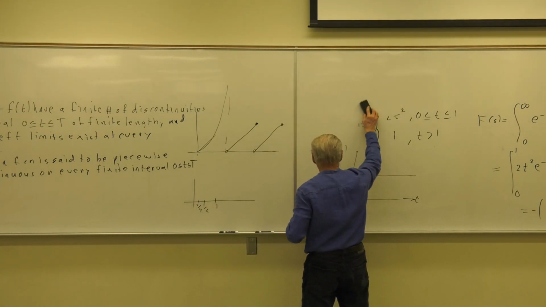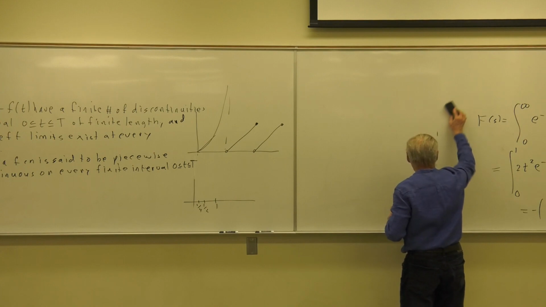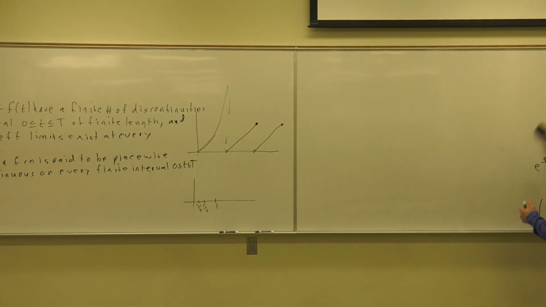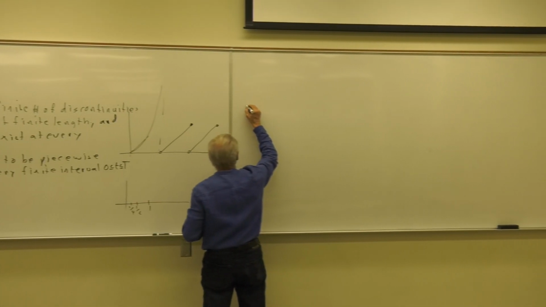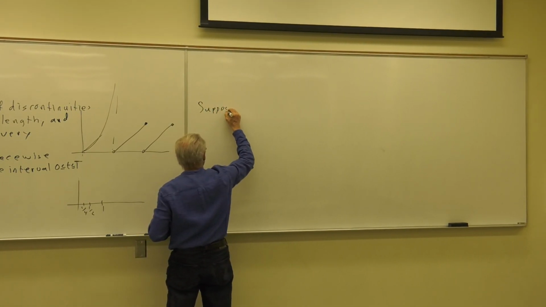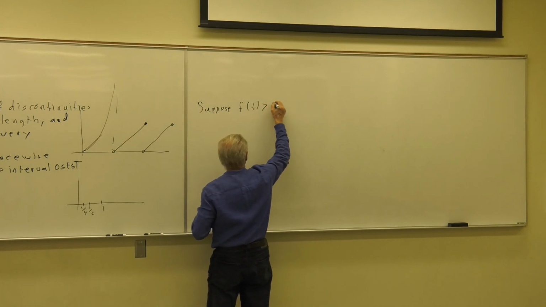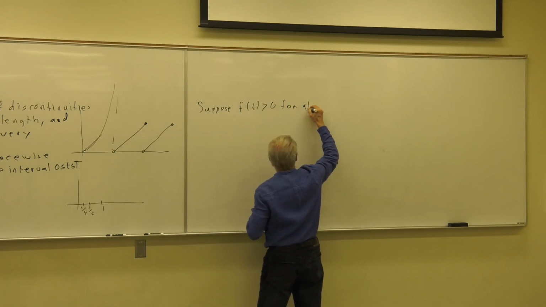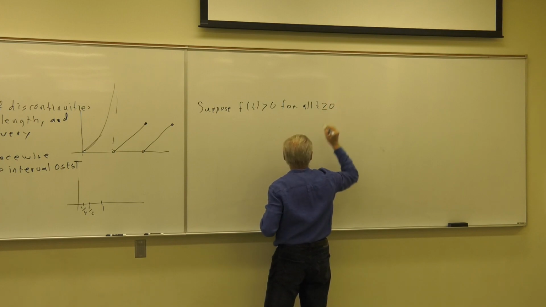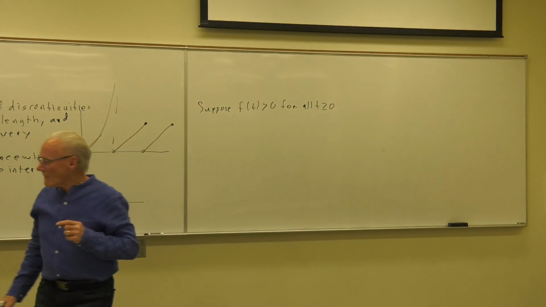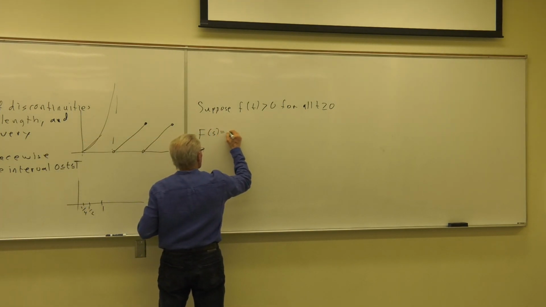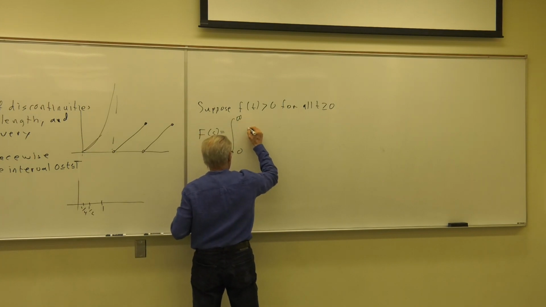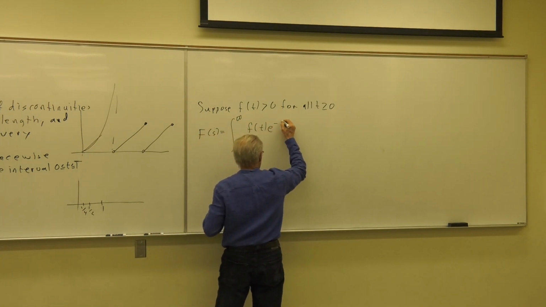Suppose for the moment that f of t is positive. Doesn't have to be, but I just want to make the discussion quite geometric for the moment. Suppose f of t is greater than 0 for all t greater than or equal to 0. So when I do the Laplace transform, I've got F of s is the integral from 0 to infinity, f of t, e to the minus st dt.